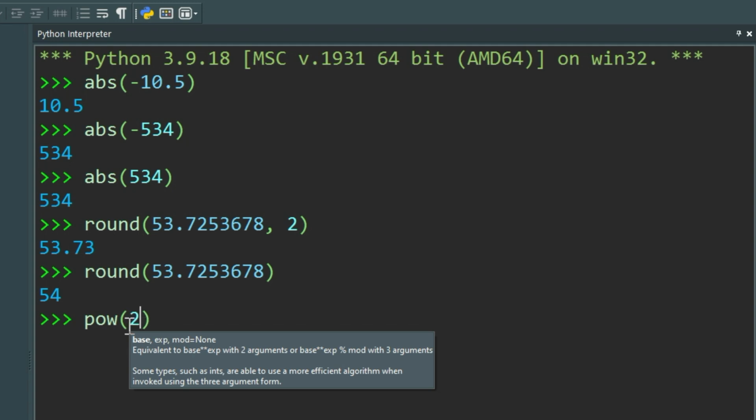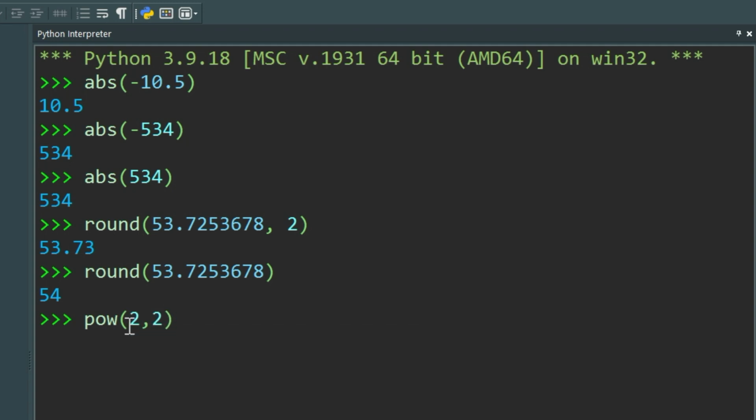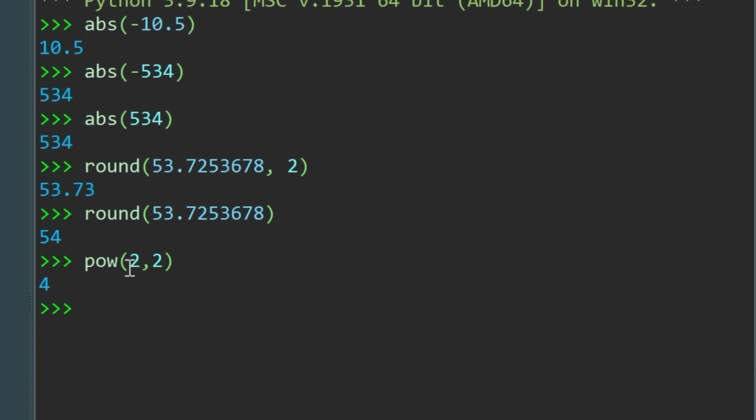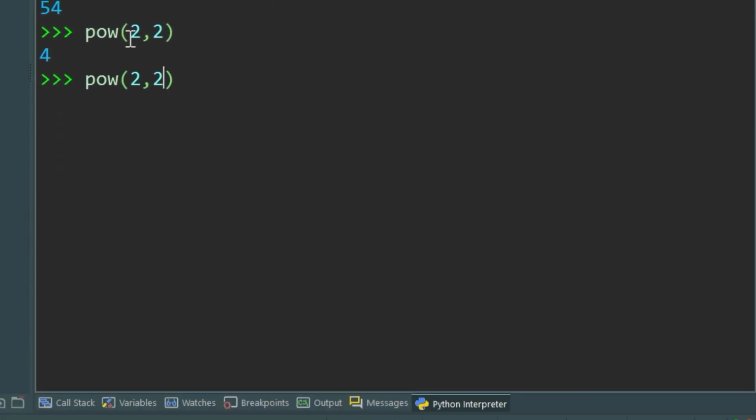Next up we have pow, which stands for to the power of. Here we can say 2 to the power of 2 and hit enter, and we got 4. 2 to the power of 10, we get 1024, and this is the same as saying 2 asterisk asterisk 10. We get the same value. So with pow, our first number is the base, and the second number is the exponentiation. So 2 to the power of 10.